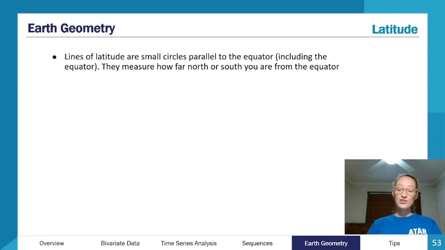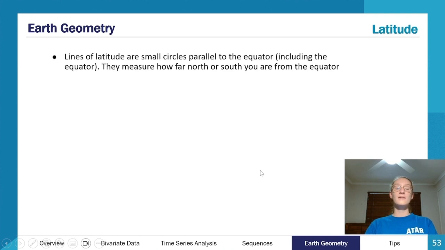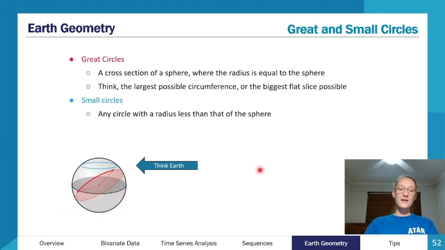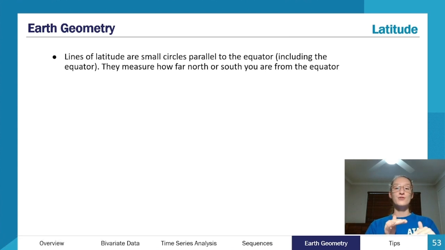The lines of latitude are actually mostly our small circles. Think about all of these crazy amounts of invisible small circles that are running parallel to the equator. And because they are where they are, they can measure how far north or south we are. For example, by measuring from the center of the Earth up to here, by measuring this angle of elevation, we can see how far north this point is from the equator. So lines of latitude are our small circles parallel to the equator, and the equator is also a line of latitude.